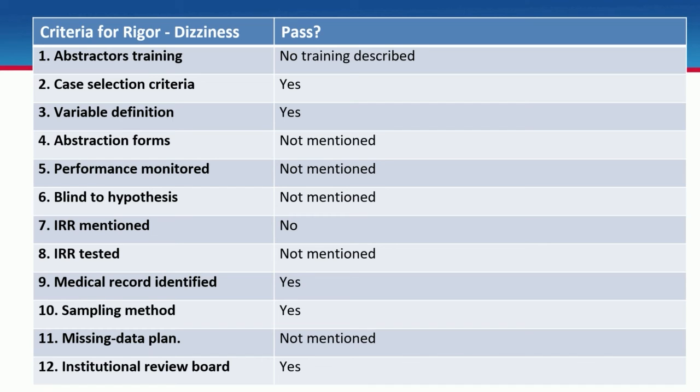There was no blinding. There was not any conduct of inter-rater reliability. They did describe kind of a medical record identification method. It was using an EHR. Sampling method was clear. So they did a good job with the case selection and the sampling method.